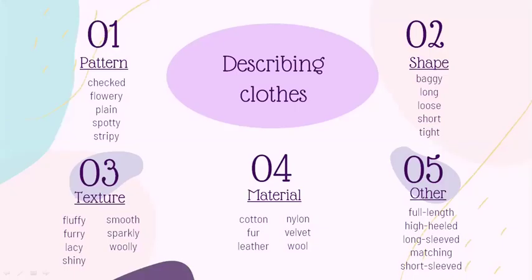Now here are some categories that we can use to describe clothes. We can talk about patterns, we can talk about shapes, textures, materials, and of course other things. You will notice that amongst other you will see the most compound adjectives, the biggest number of compound adjectives here, because usually those are the words that don't fit into a general category such as material or shape. We will go through each of these in the following slides, but for now you can see them here on the screen just so you can get a picture on what we'll be focusing.